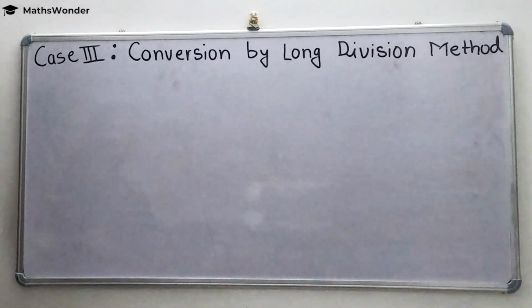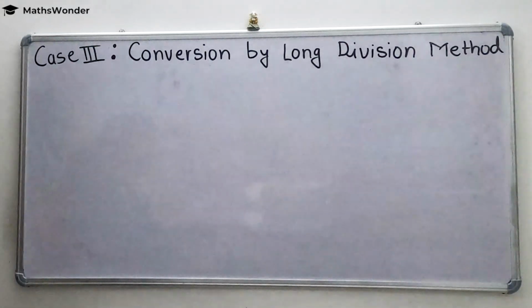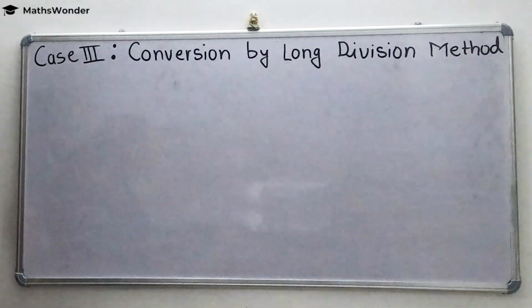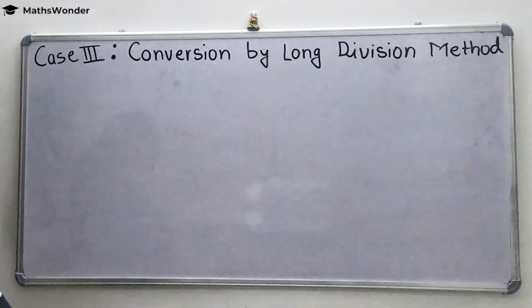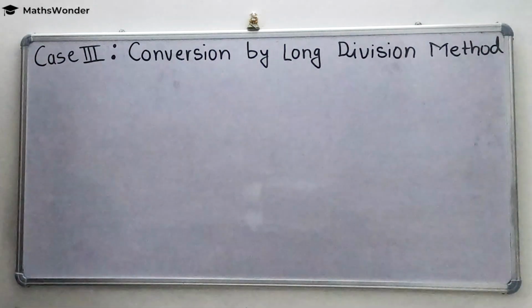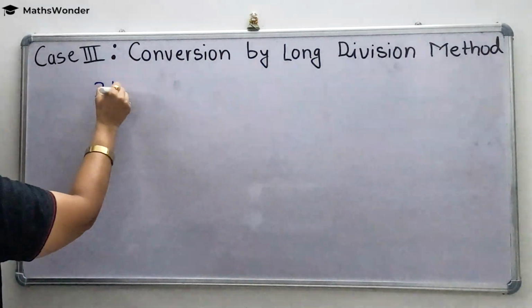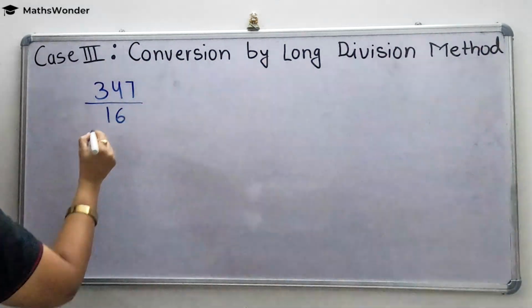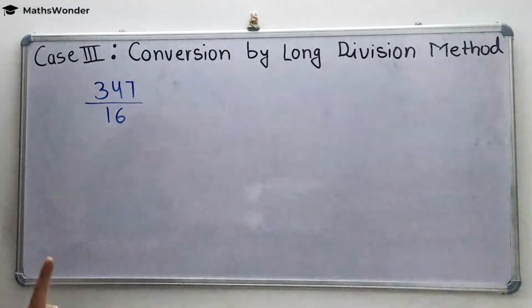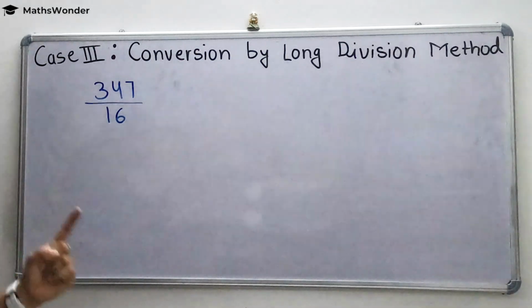So case number 3 is conversion by the long division method. When the denominator is 10, 100, 1000, that is case number 1. Case number 2, when the denominator is not 10, 100 and so on, then we move to case number 3, where there is no 10, 100, or 1000. Now come to the question. Suppose 347 over 60. Now there is no 10, 100, 1000 in the denominator. Then how will you convert the fraction into decimal?